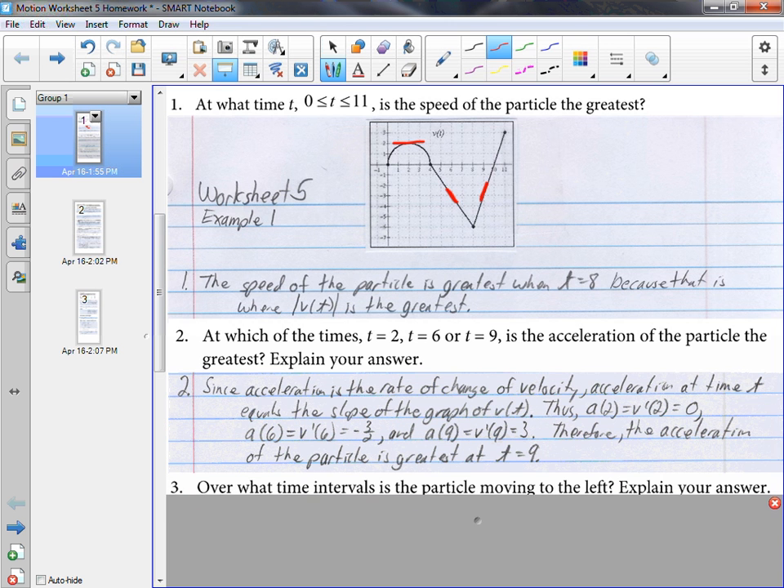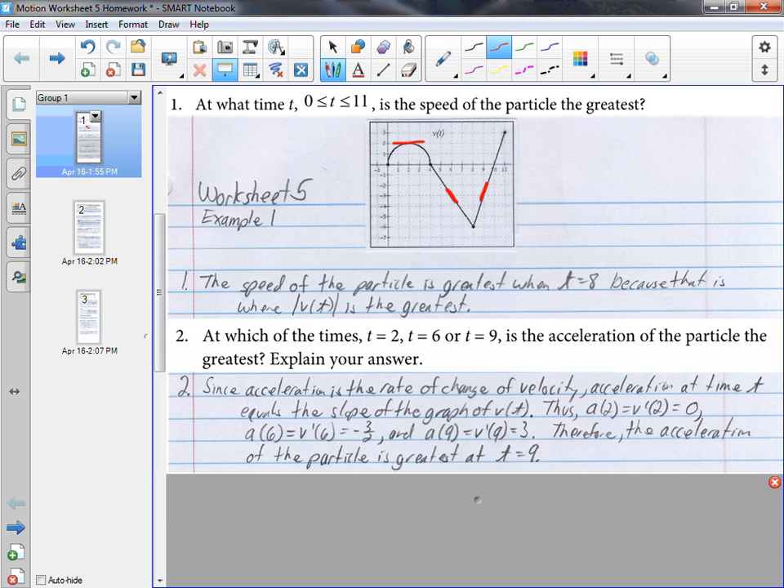Explain your answer. So explaining is going to be the tough part. Since acceleration is the rate of change of velocity, acceleration at time t equals the slope of the graph of v of t.